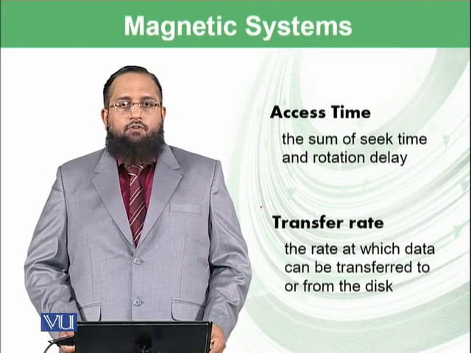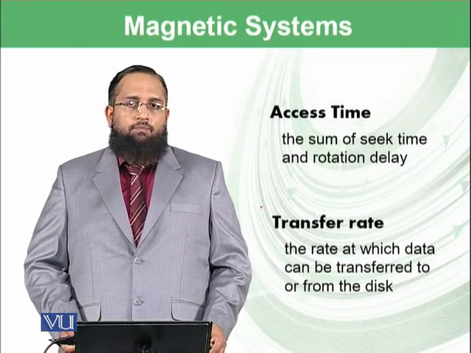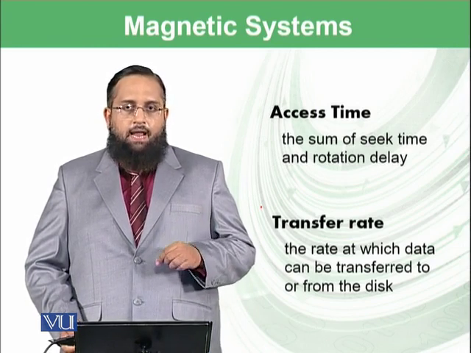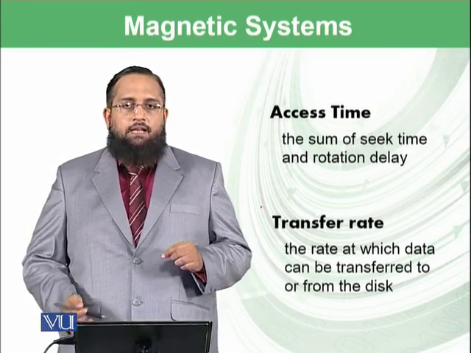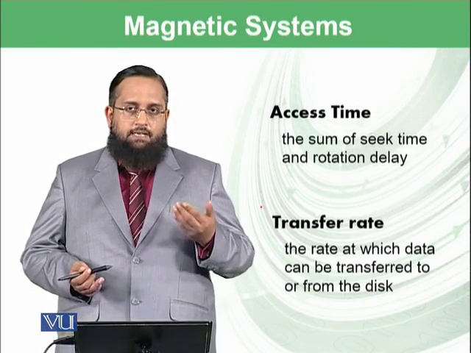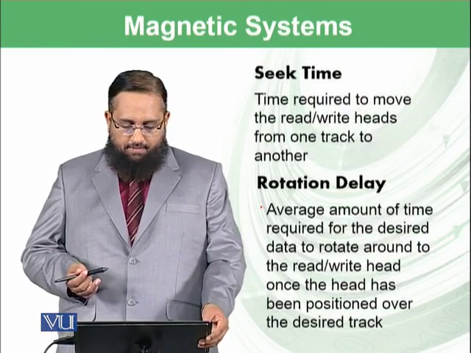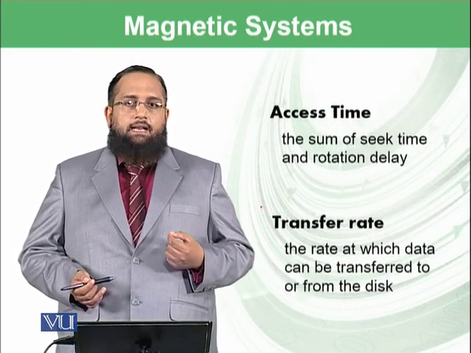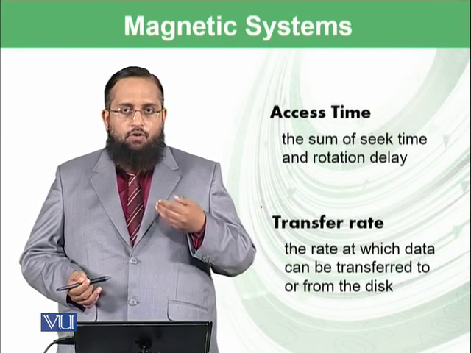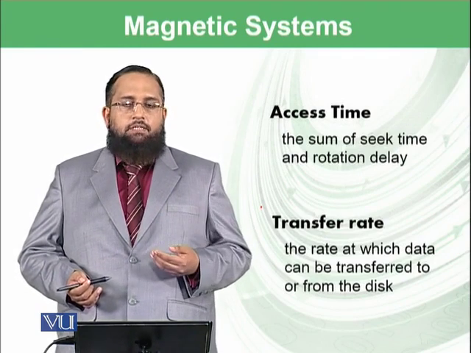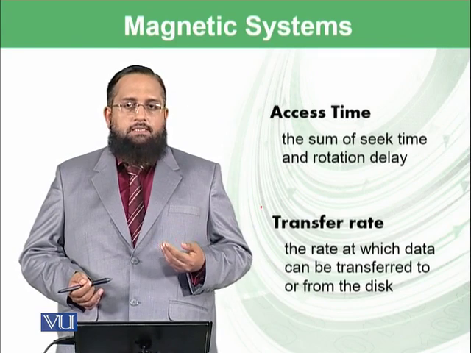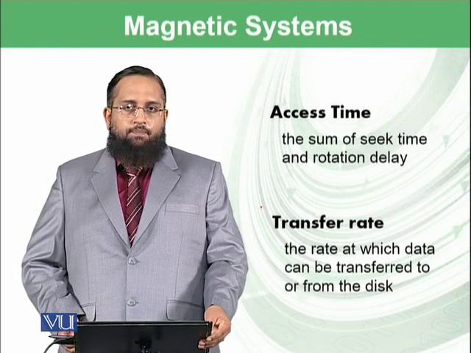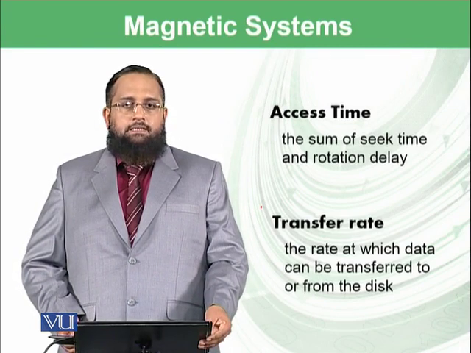And then there is transfer rate. You have reached your particular track with the help of seek time, and then you have identified which data you want to fetch, that is your rotation delay, and then you want to transfer that data from the disk or towards the disk. That transfer time is known as transfer rate. This should also be lower so that your disk is considered better.